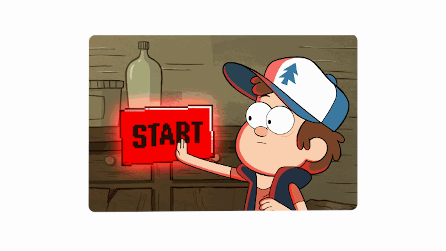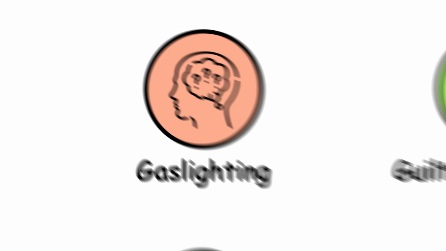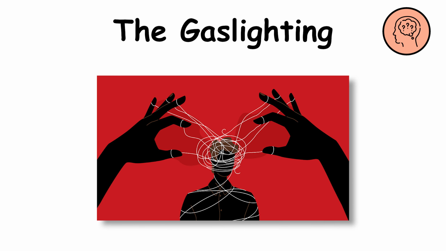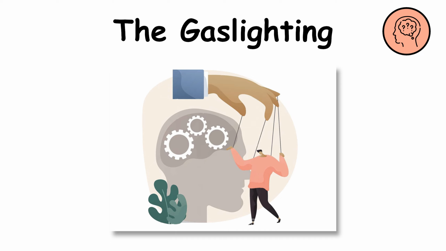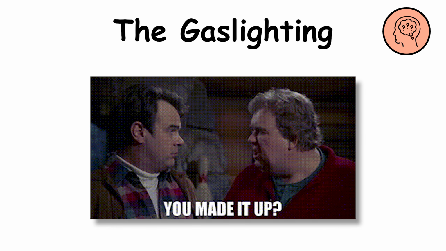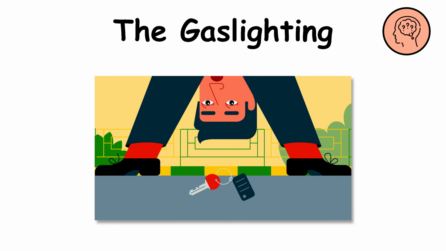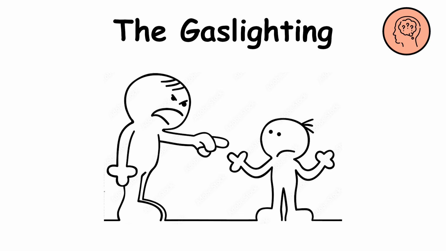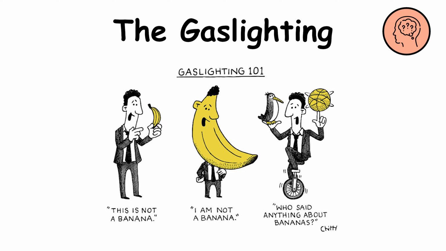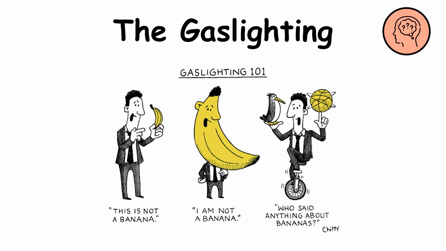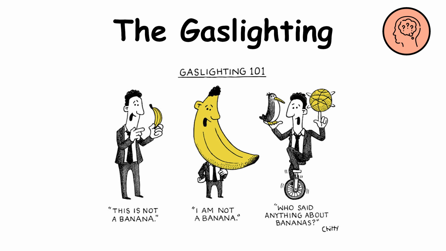Let's get started. The first technique is gaslighting. It's a form of psychological abuse where the manipulator makes the victim doubt their memories, perception, and sanity. Typical phrases include, "You made that up," or "You're remembering it wrong." The manipulator might also move things around or deny their words, causing the victim to feel unsure of themselves. For instance, the manipulator might hide house keys and then claim the victim misplaced them, making the victim question their ability to perceive reality accurately and increasingly depend on the manipulator.